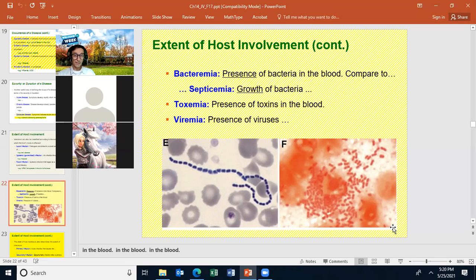Toxemia is the presence of toxins in the blood, and viremia is the presence of viruses in the blood. Many viral diseases cause viremia, like the measles, which is actually in the blood twice because it starts in the lungs and then spreads throughout the body by the blood, and then it's growing in different tissues and coming back to the blood.